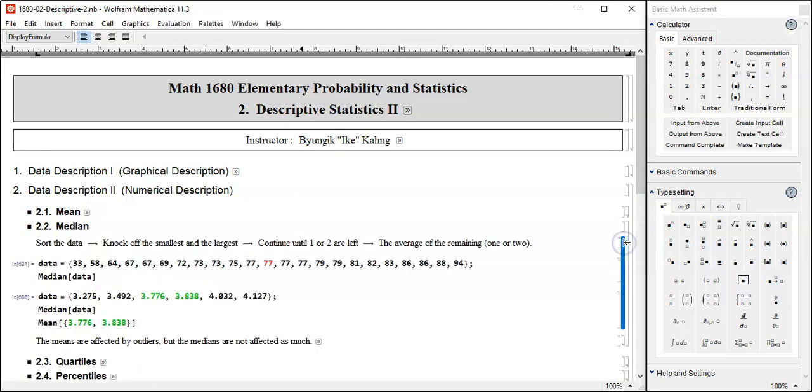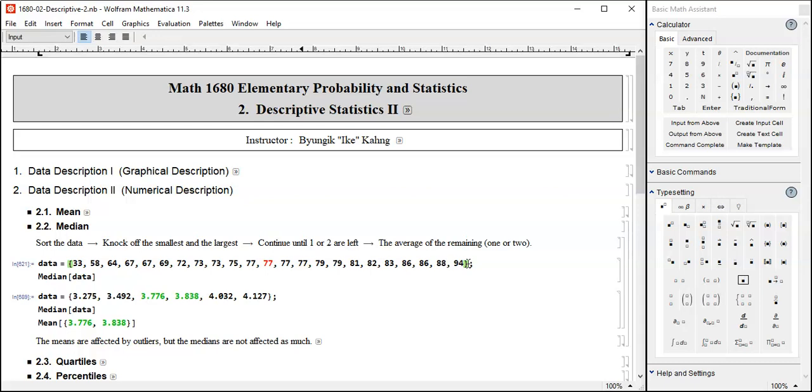Median may be a little bit new to a lot of students. It goes like this. First, sort the data. This data is already sorted out. Alright. And then knock off the smallest, largest, smallest, largest, smallest, largest, continue, and merge in. And that way you're going to get the middle number. In this case, we have 23 numbers, so there is one middle number, that's the median.